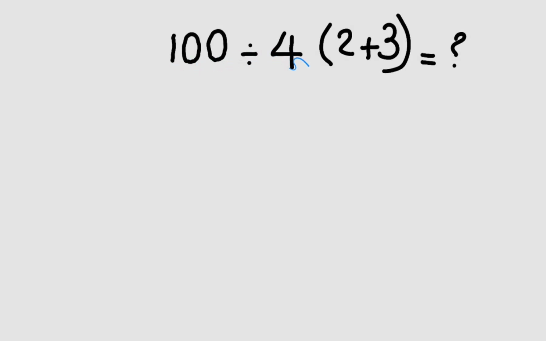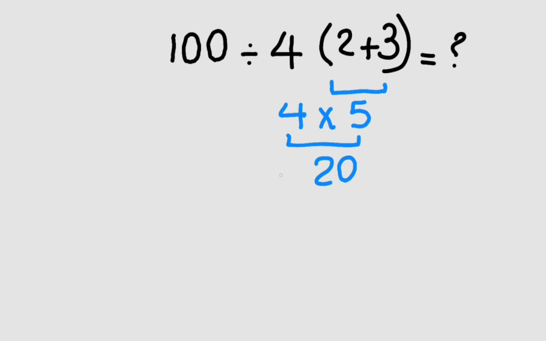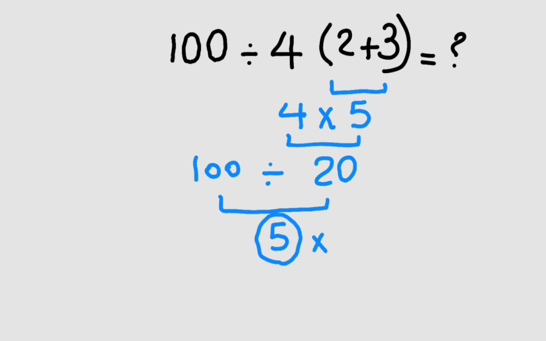100 divided by 4 times (2 plus 3). So 2 plus 3 gives us 5, and now 4 times 5 gives us 20, and now we have 100 divided by 20. This expression is equal to 5, but this answer is not correct.